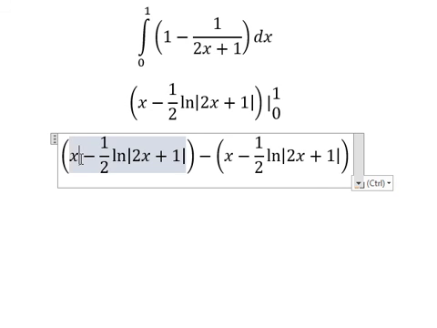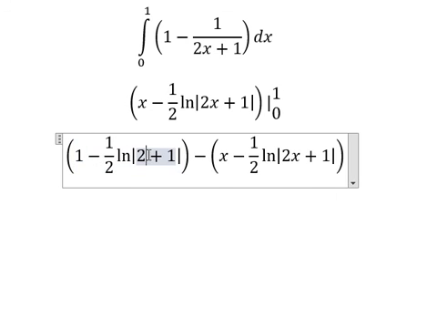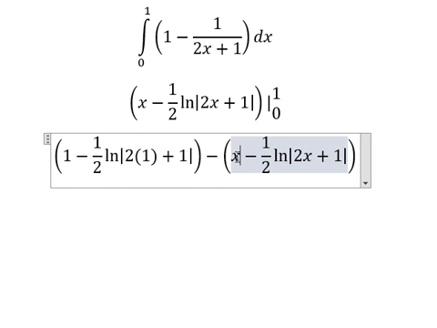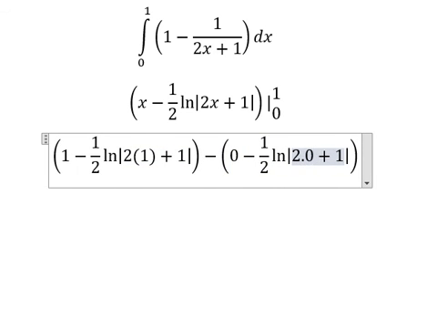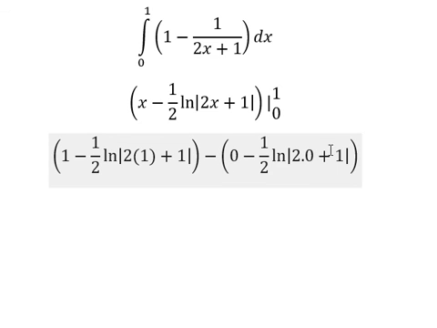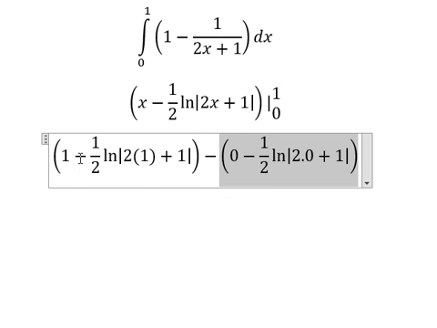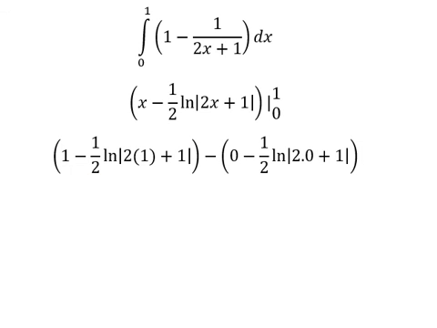Now I will put number 1 in here and number 0 go in here. So number 0 and ln number 1, you got about 0 in here. So we just have only this one. And that is about 1 minus 1 over 2 ln number 3. And this is the final answer.